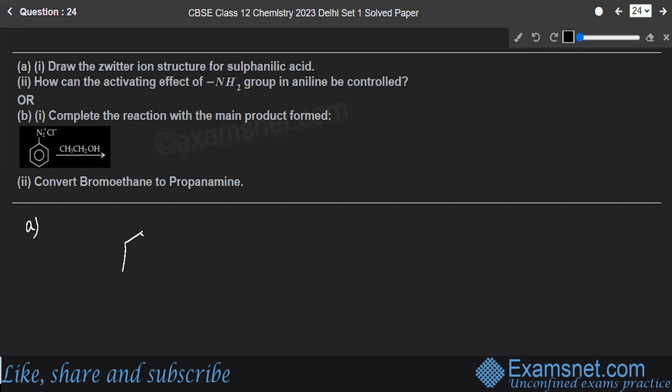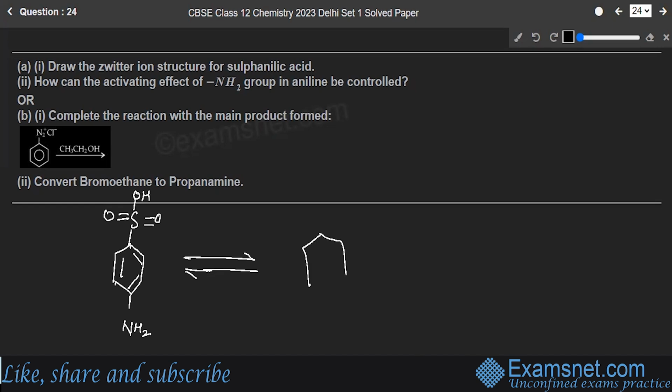Let's draw this. You have a benzene ring over here. Here is NH2, like this. And you have S double bond O, OH. This is your sulfanilic acid, and the zwitter ion structure for the same will be this one. Here is S double bond O, and oxygen will have a negative charge over here, and NH3 plus will be over here. Hope you got that.